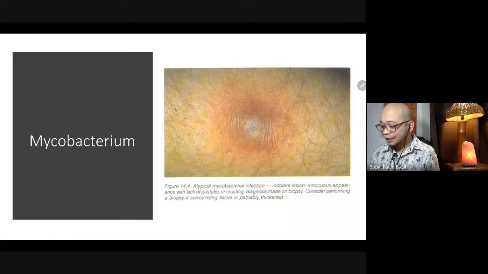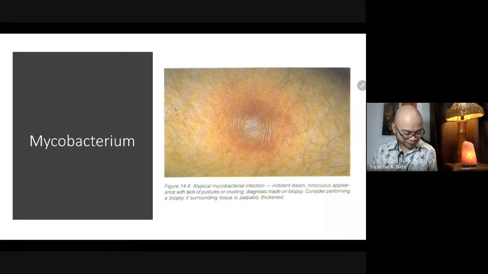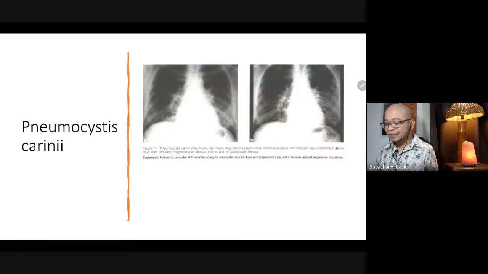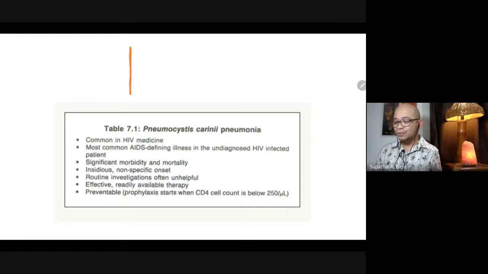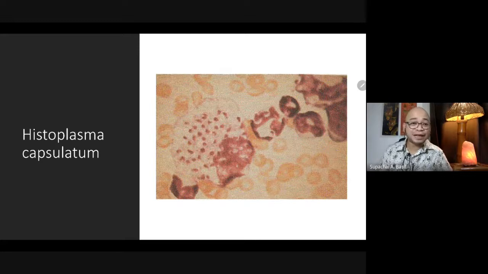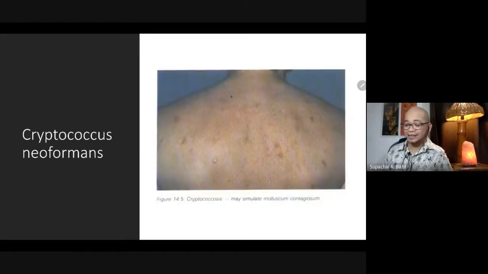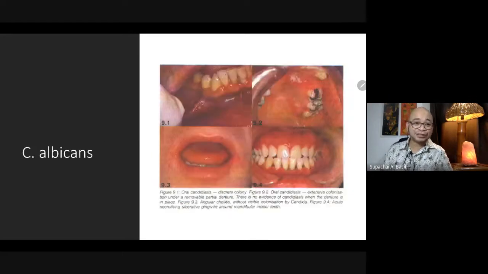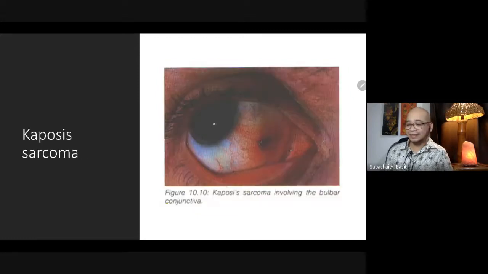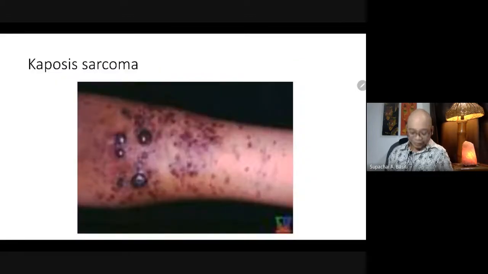This one is the atypical lesion caused by Mycobacterium ulcerans. Okay. Pneumocystis carinii or jirovecii could cause pneumonia. Okay. It's the most common pneumonia. Histoplasma capsulatum is another systemic mycosis. Cryptococcus neoformans, another opportunistic mycosis. Candida albicans, mucocutaneous candidiasis, and then Kaposi sarcoma in a precancerous state. So another example of precancerous state.